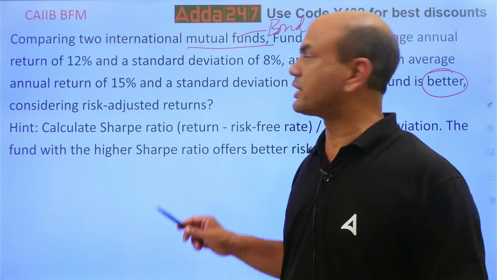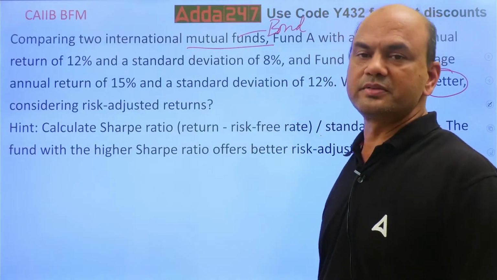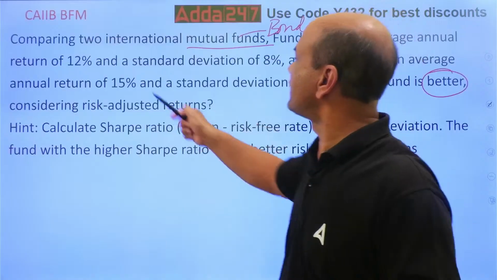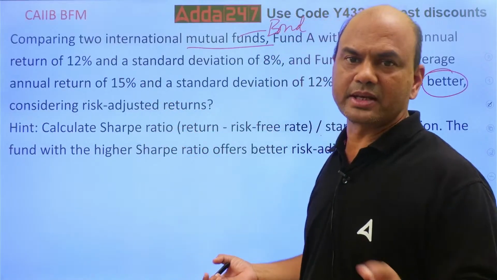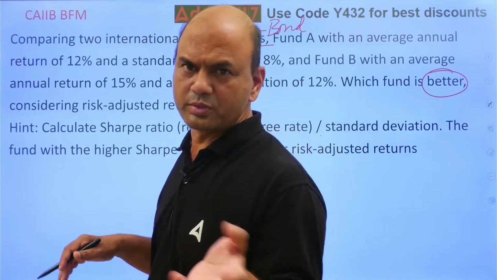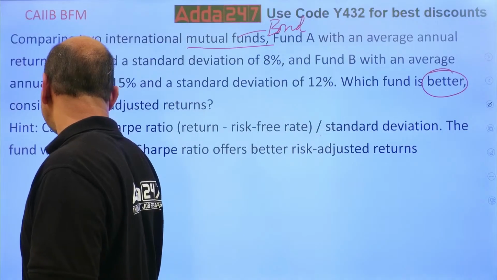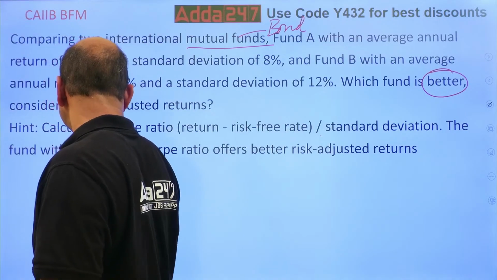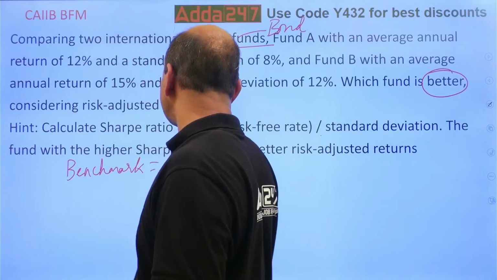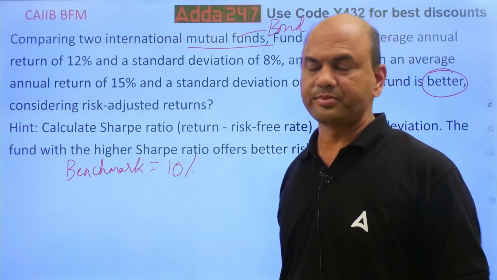Now, have they given any benchmark over here? No benchmark is given, so you take your own benchmark. Let's say the average of 12 and 15. Let's take the benchmark as 10. We will fix our own benchmark, because after all we have to do just the subtraction. So let's say the benchmark rate equals 10%. You can assume this, you can assume 12% also, any rate.